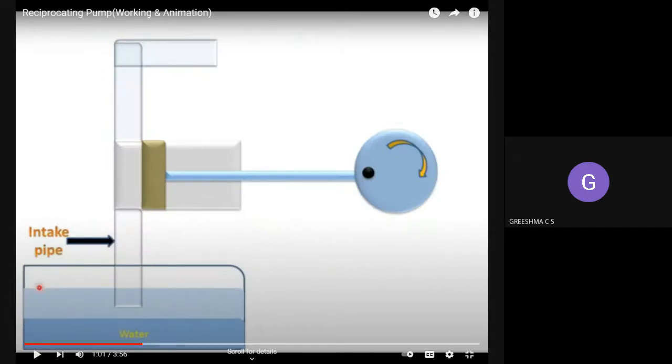I'll repeat it once again. This is very important. Reciprocating pump means, you can see, this is the crank. As I told you, there will be a closed cylinder and a plunger inside which will be moving. This is that closed cylinder, this is the plunger. This plunger is operated by a crank, and it will be moving inside the cylinder. By the movement of this plunger, the vacuum will be created.